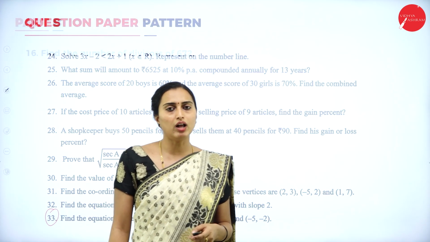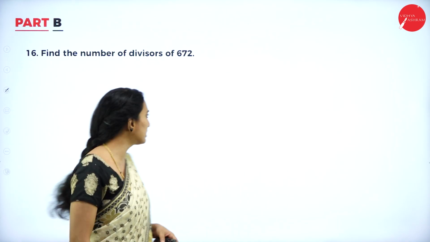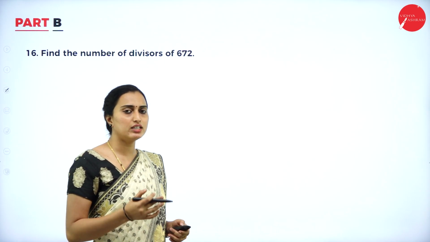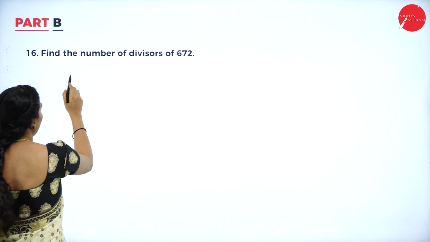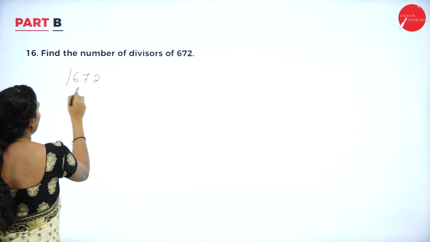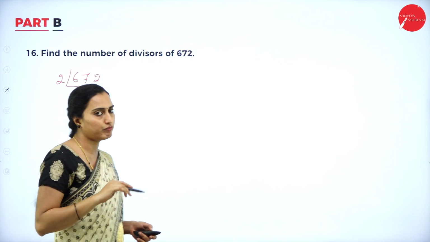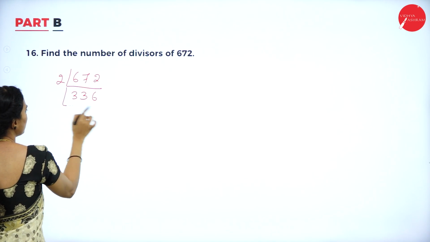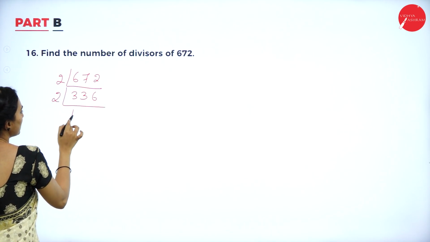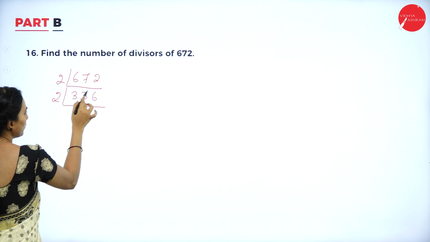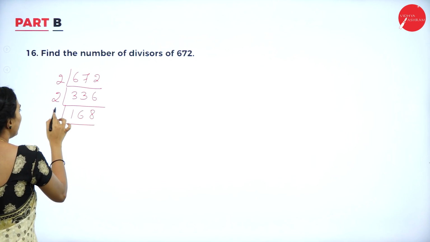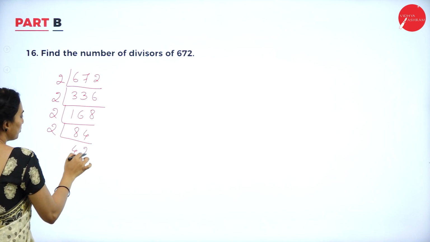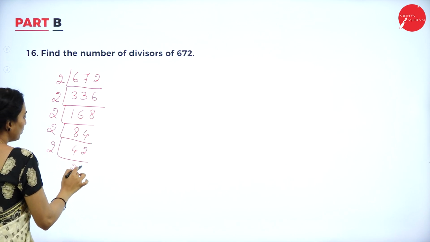So here let me solve question number 16. What they have asked: find the number of divisors of 672. You can write the answer directly, or you can divide 672. Since it is an even number, it is divisible by the even prime, which is 2. 2 3s are 6, again 2 3s are 6, 1 is a carryover, 2 6s are 12, again it is an even number. 2 1s are 2, again 1 is carried over, 2 6s are 12, 1 is carried over, 2 8s are 16, again 2 8s are 16, 2 4s are 8, 2 4s are 8, 2 2s are 4, 2 2s are 4, 2 1s are 2.